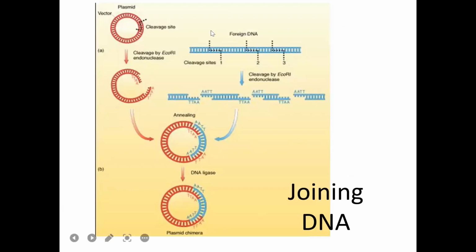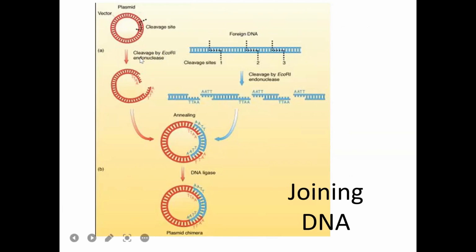See here. So this is a plasmid. Okay, vector. Vector means a plasmid of a bacterium. Vector means the vehicle that carries the foreign DNA molecule. Foreign DNA is the DNA from another organism. So this is a foreign DNA.